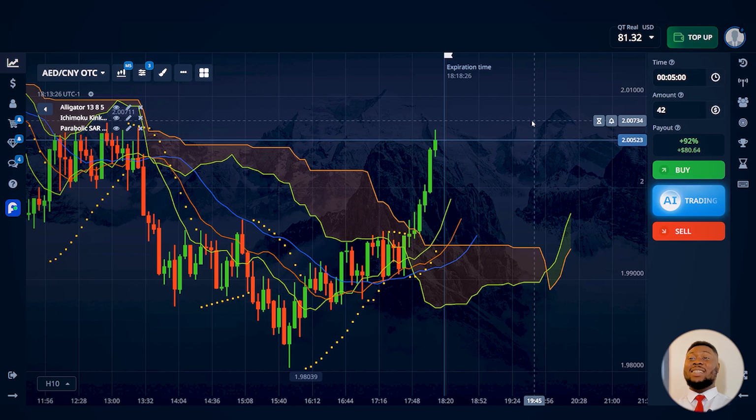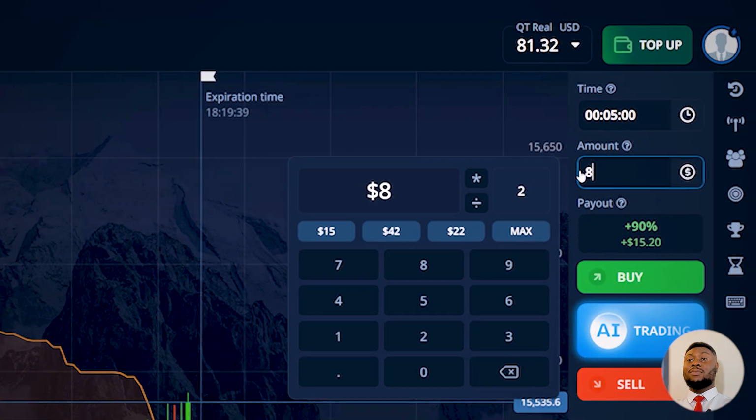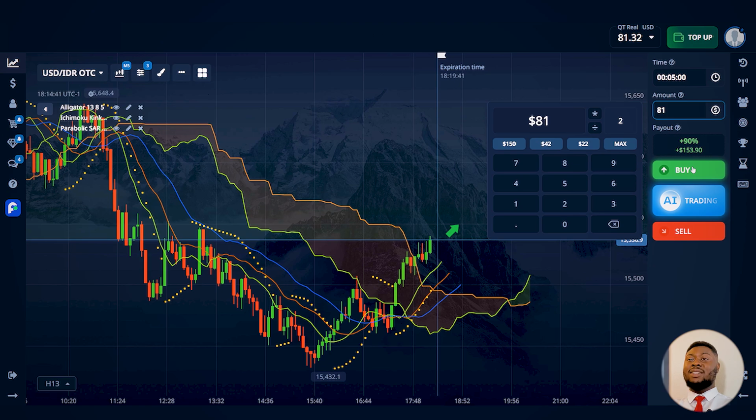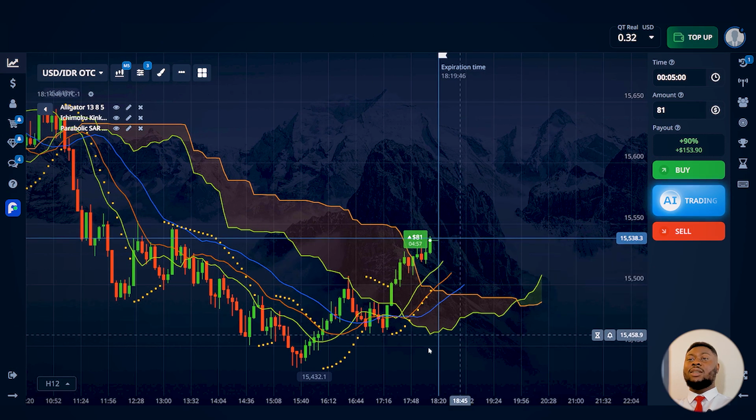The account now has $81 and there's still a couple of trades ahead. I won't waste any time. I'll make the trade amount $81. My forecast is that the price will rise. I dealt with a similar situation in the previous trade, and I hope that I can make profit now.